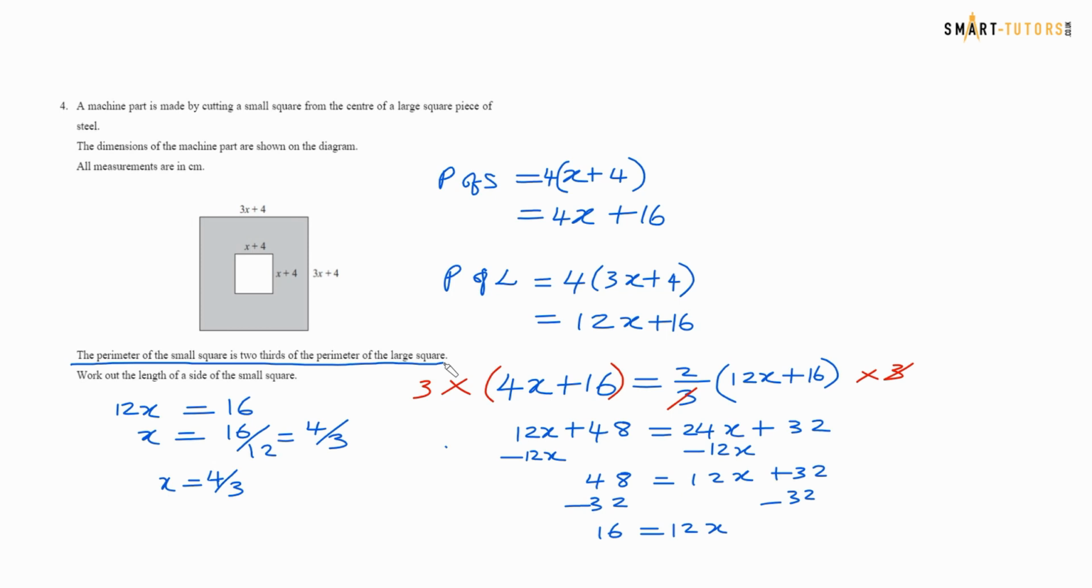But they are asking to find out the length of the side of the small square. So the small square is x plus 4. So 4 upon 3 plus 4. So 4 upon 1, that is going to be 3 times 4, plus 12. So 16 over 3. So 5 1/3. That is the answer.